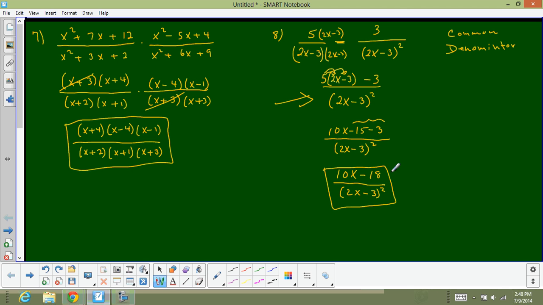Now, if you're looking for some extra canceling or something, like factoring out a 2, you could do that. Factoring out a 2, you'd get 5x minus 9. It doesn't really lead you anywhere in that situation, not to a cancellation or anything like that. So either one of those would be acceptable as a final answer for me.